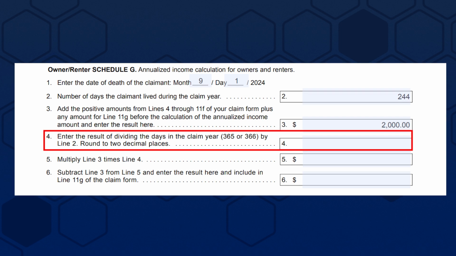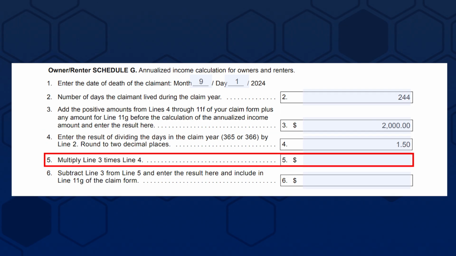On line 4, divide the number of days the applicant lived during the application year by the total number of days in the application year. It would be 365 days unless it was a leap year, in which you would use 366 days. Once completed, enter the decimal amount on line 4.